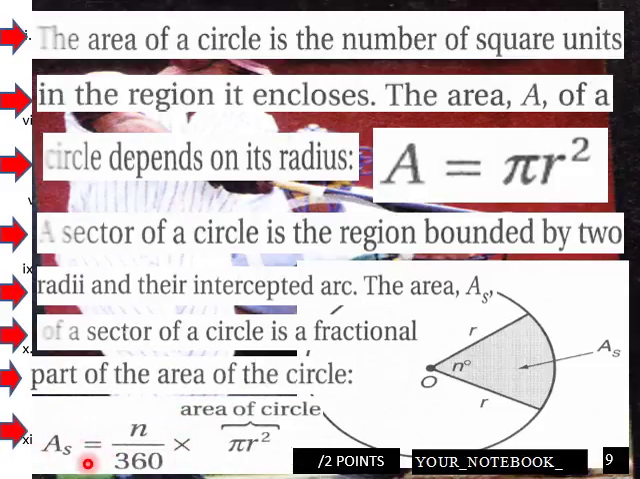So we have A_S equals n over 360 times pi r squared is what it will be. So this angle here would be n over 360 times pi r squared.